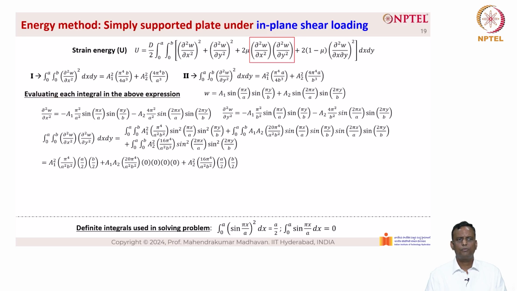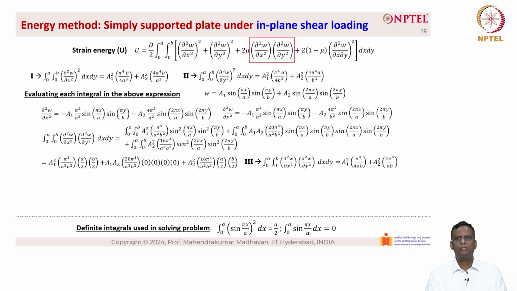So when we do so, we have a1 square into pi power 4 divided by a square b square into a by 2 into b by 2 plus a1 a2 into 20 pi power 4 divided by a square b square and multiplied by a bunch of zeros plus a2 square into 16 pi power 4 divided by a square b square into a by 2 into b by 2.